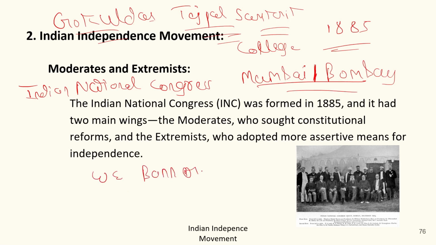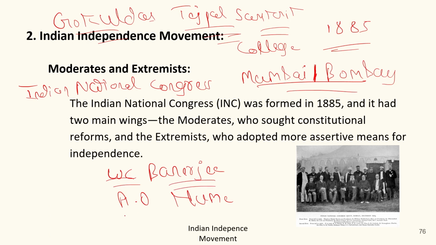Banerjee, and A.O. Hume. Okay, so they both were basically the founding members. Let me write down again their names clearly so that you can understand. First one was W.C. Banerjee. Second one was A.O. Hume. So basically, these were the ones who founded the Indian National Congress in the year 1885 at Gokuldas Tejpal Sanskrit College in Bombay.